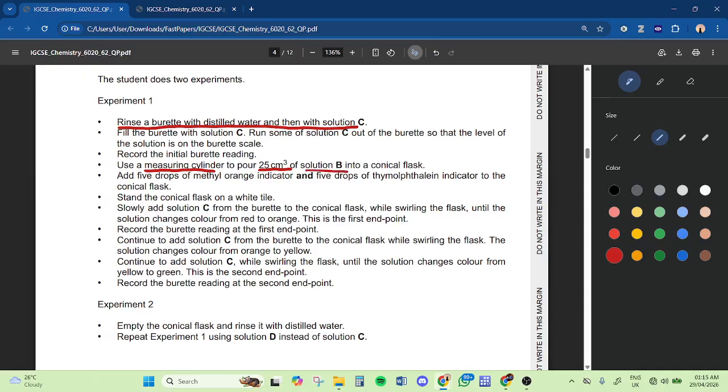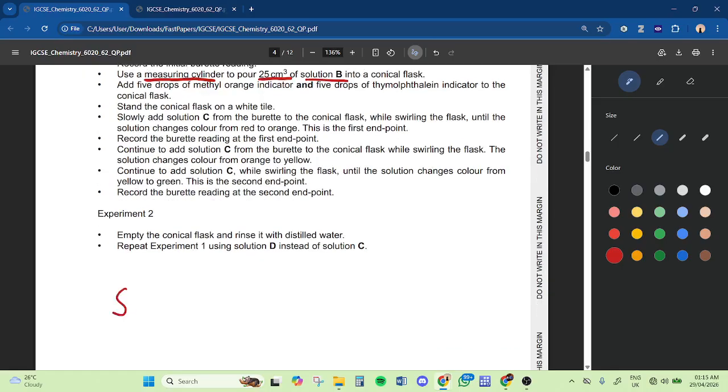So what we know is solution B is known. Solution B volume is known. Let's write that down. Add 5 drops of methyl orange and 5 drops of thymolphthalein. So we're going to have a first endpoint, which is red to orange. As we've discussed previously, red is acidic, orange is neutral, and when we go from orange to yellow, that's alkaline. And they repeat the experiment with a thymolphthalein indicator. So let's continue with that.